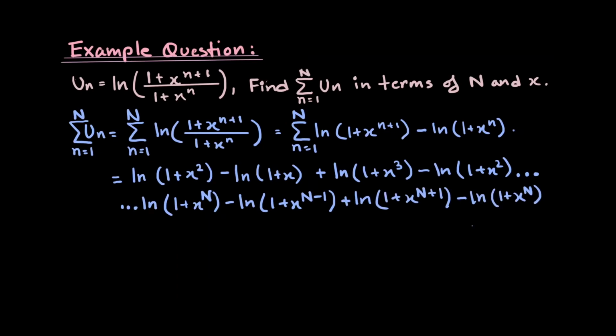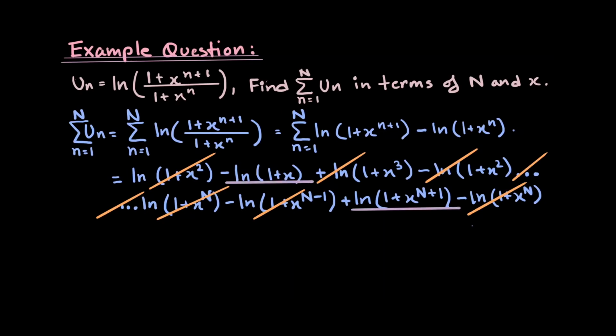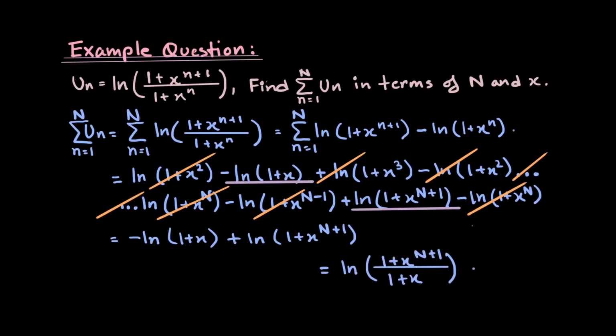Now notice how the first term, ln of 1 plus x squared, cancels out with the minus ln of 1 plus x squared. So every term cancels out with each other. What we have remaining is minus ln of 1 plus x and plus ln of 1 plus x to the power n plus 1. So we write those in the next line and then simplify that into ln of (1 plus x to the power n plus 1) divided by (1 plus x). So this is the simplified form of the summation.